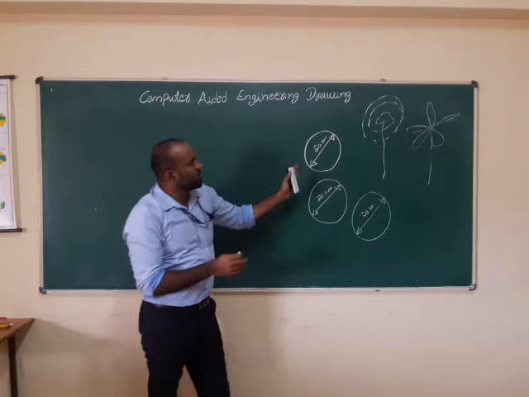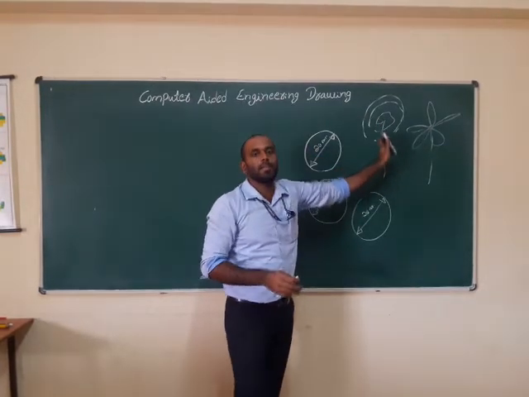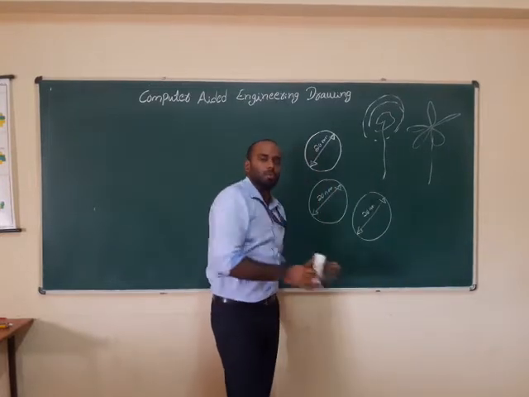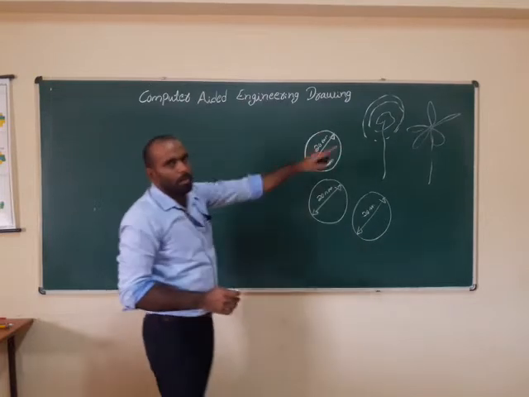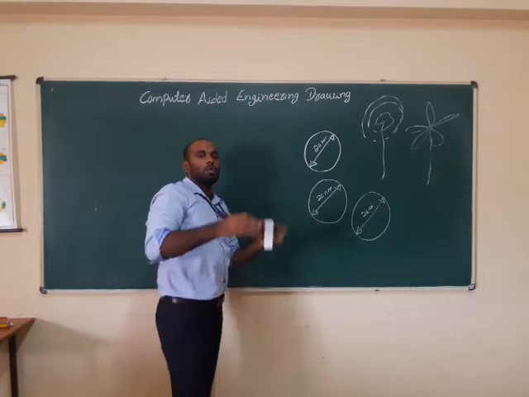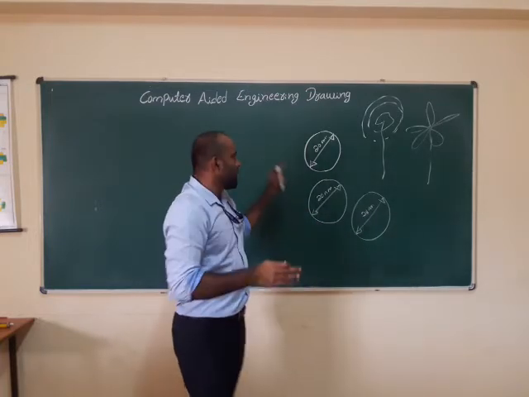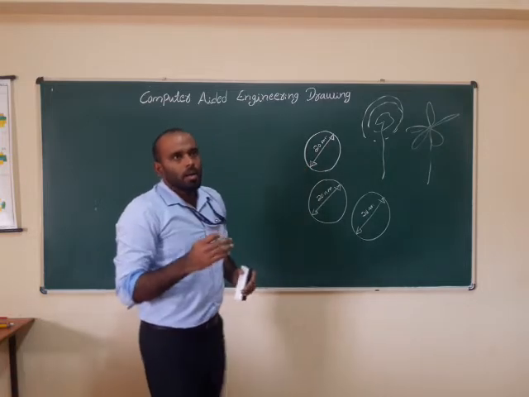So what is the difference between engineering drawing and a drawing? Drawing is a freehand sketch. Here no dimension is mentioned. But in engineering drawing you have to use dimensions. That is called engineering drawing. Computer aided engineering drawing means using a computer, using some software, you have to make the engineering drawing as per dimension.